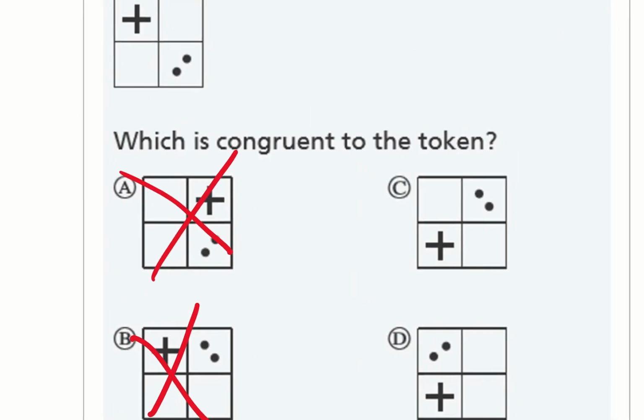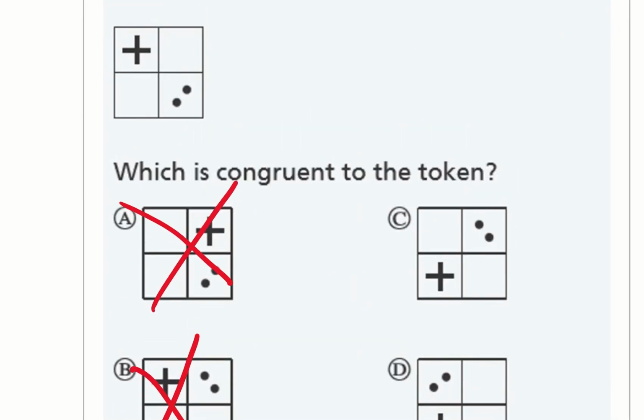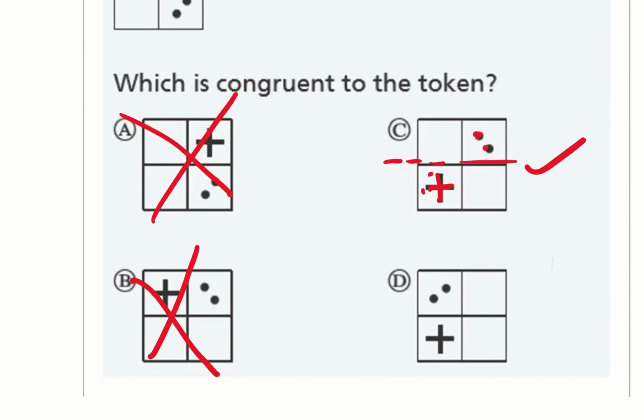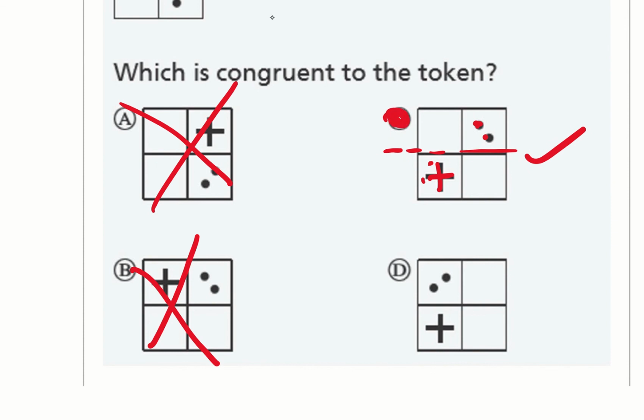And then let's look at C. C looks very similar to what I just did. If I were to reflect this right here, then that would give me the plus sign here. And then this dot is this far away, and then this dot is this far away. So yeah, it would actually look like this. So this looks true. If I were to reflect it about this vertical line, then it would kind of look like this and like this, right? So it's definitely not a vertical line. It's definitely a horizontal line. All right, so this looks good, but let's just finish out the last one.